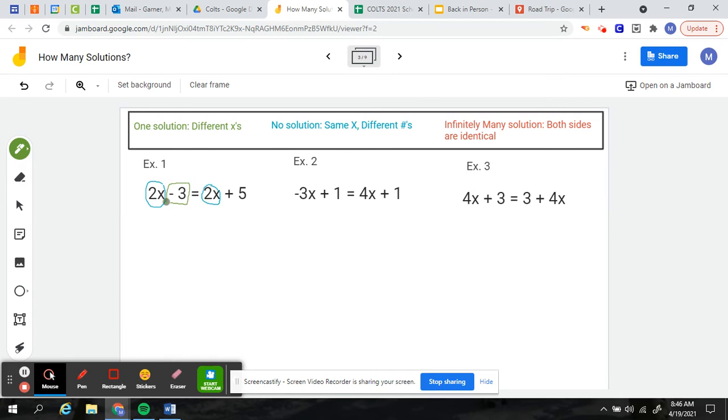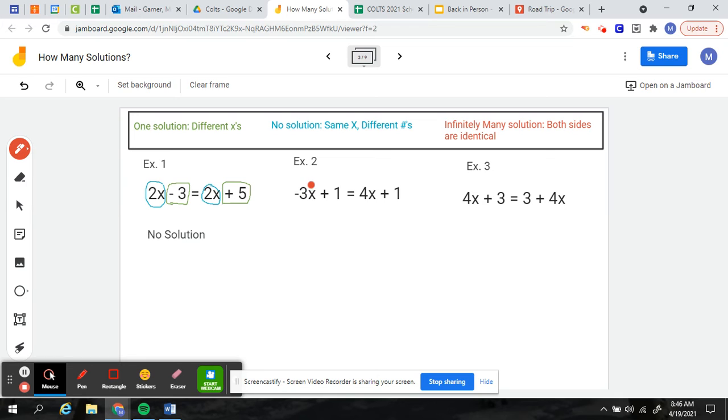I have a -3 and a +5. Those are different. So I want to figure out what is my answer when I have the same x but different numbers. I see on my key here, that means no solution. So my answer is no solution, and that just means there is no value for x that I can plug in to make those two things equal. All right, let's go to our next one.